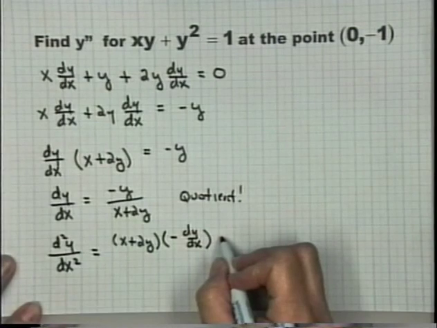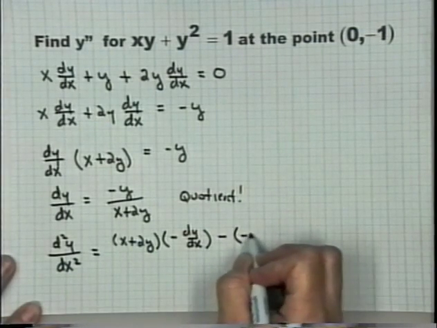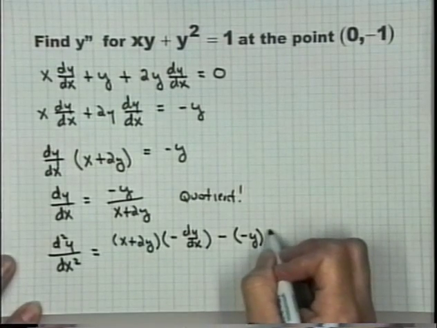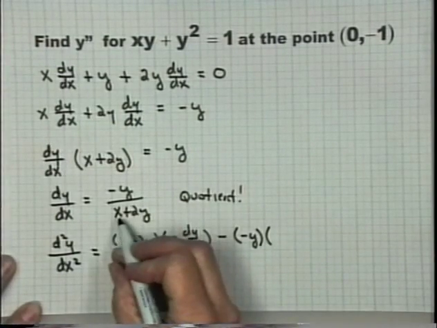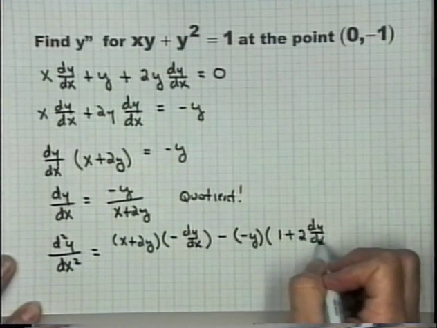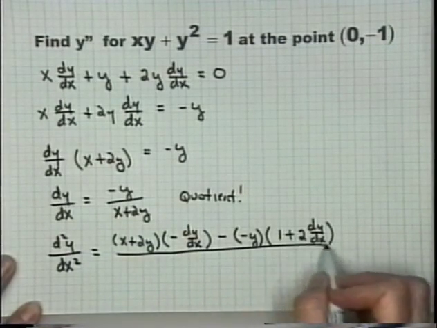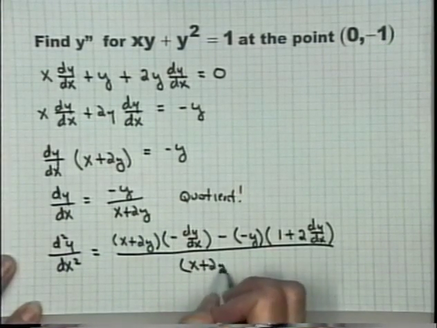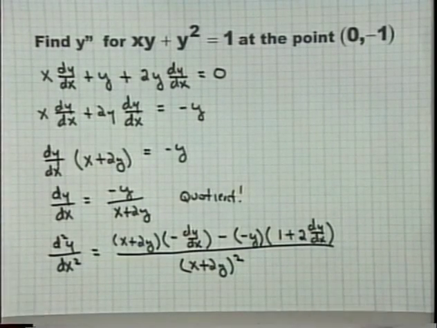Okay, denominator times the derivative of the numerator minus the numerator, so minus a negative y, times the derivative of the denominator. Okay, the derivative down here is 1 plus 2 times dy/dx. This is over the denominator squared. Okay, let's just take a pause here and make sure we have everything accounted for. We have the denominator, x plus 2y, times the derivative of the numerator, minus dy/dx, then minus the numerator times the derivative of the denominator over denominator squared.